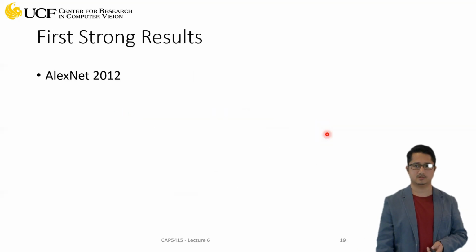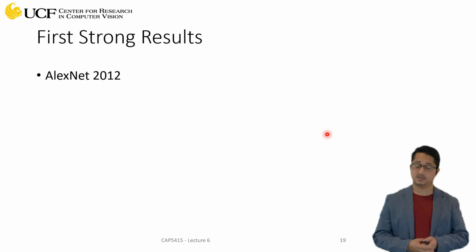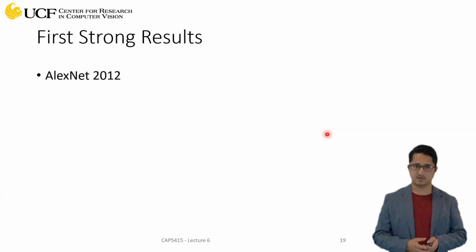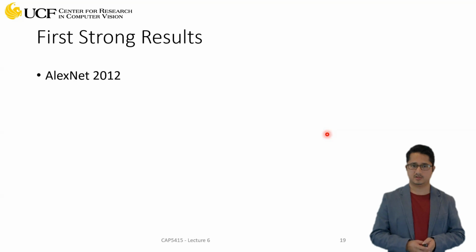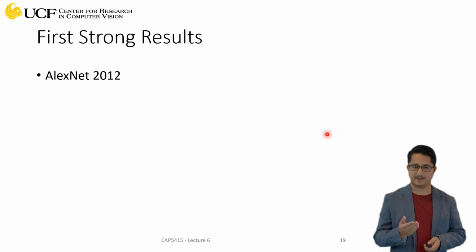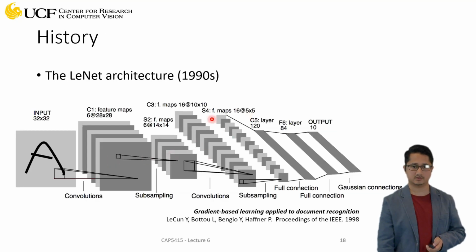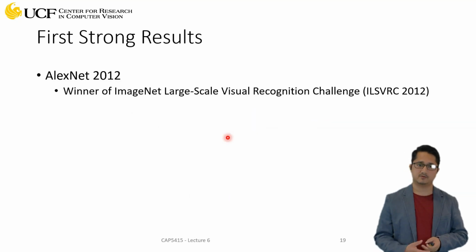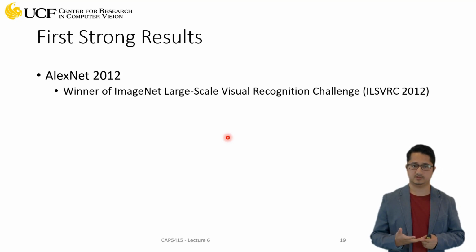So CNNs are not new. People have been working on this prior to this. The issue was that back then we didn't have computation power, and we didn't have enough data. So the first strong results came in 2012. The architecture was called AlexNet, and we are going to do a case study on this architecture later in this lecture. The reason was not innovation in terms of architecture. AlexNet, in fact, used the same architecture which we are seeing here in LeNet. The only difference was the availability of data and a lot of computation power.